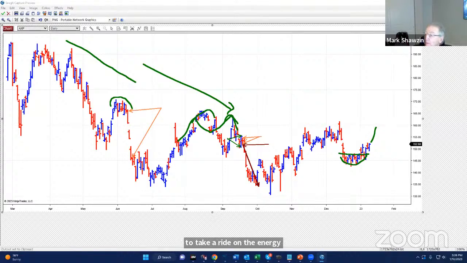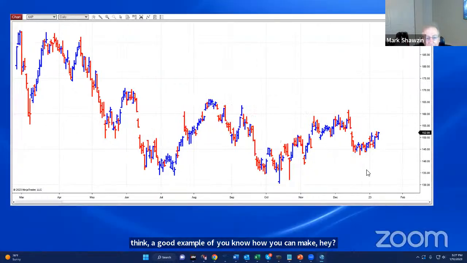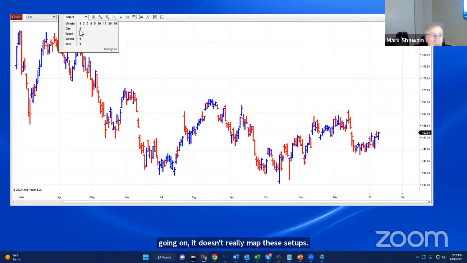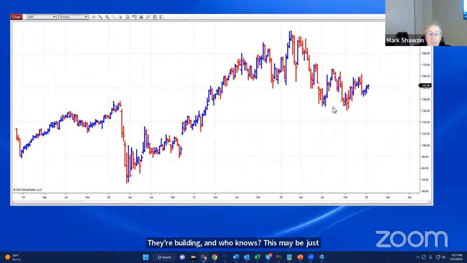Simon says, all this makes perfect sense. As you say, this is all scientifically proven, stacks the odds in our favor and gives us an edge, which is all we need. So I think I'm going to end it there. This is, I think, a good example of how you can make hay when there's not a lot going on, or if there's a lot going on. It doesn't really matter. These setups, they're building, and who knows? This may be just an amazing move in American Express. We could be looking at a major low.